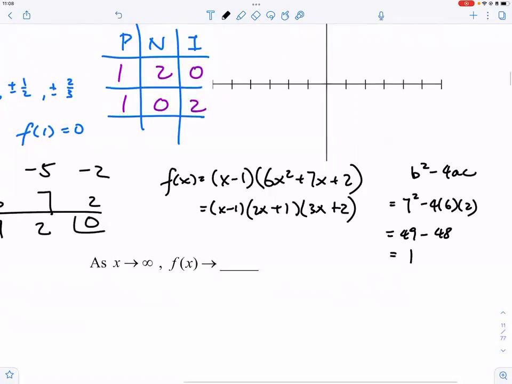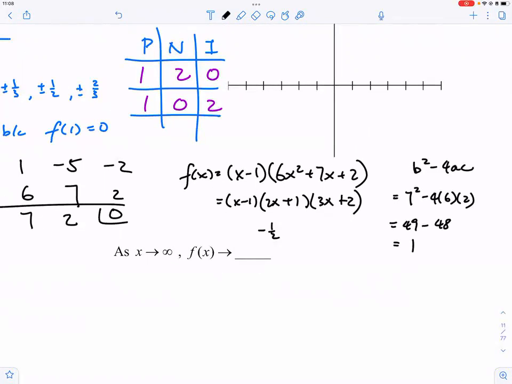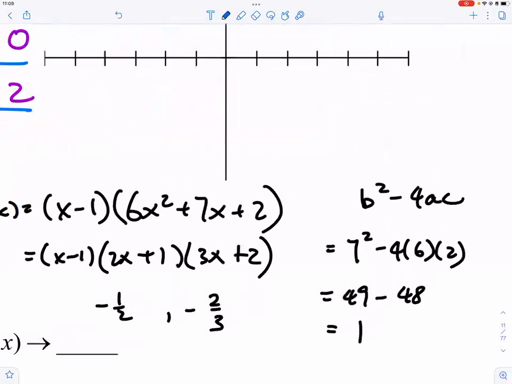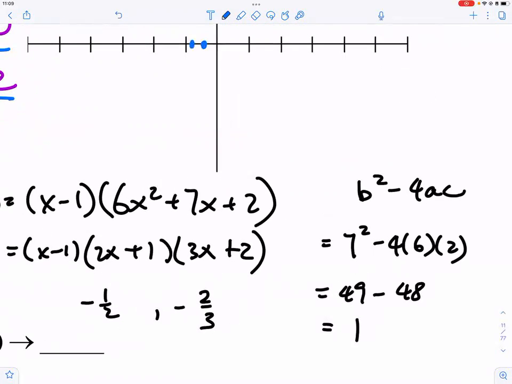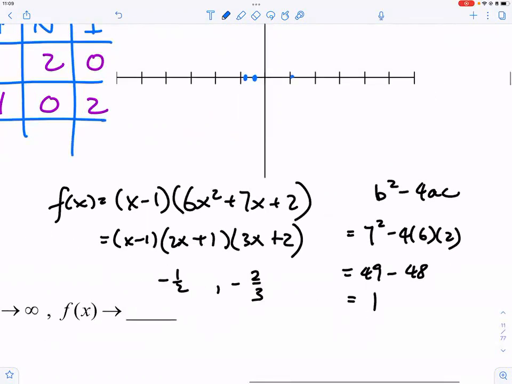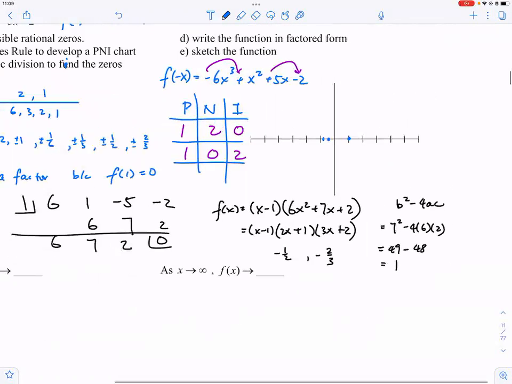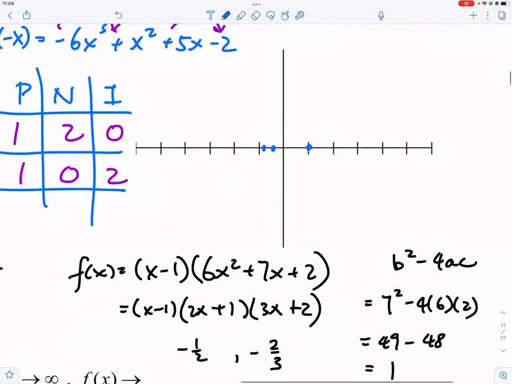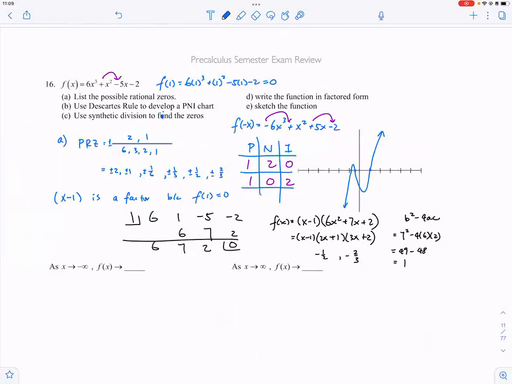The other 2 negative roots are -1/2 and -2/3. So you can plot those points. You would say -1/2 right here, -2/3 right here, and then you have the positive root at 1 right there. It's a cubic function. It starts low, goes back down, goes back up, and it's asking for the y-intercept, which is -2. It's given from the function.